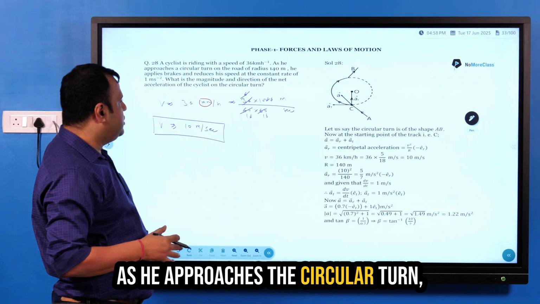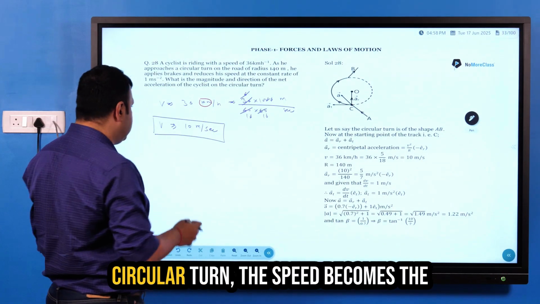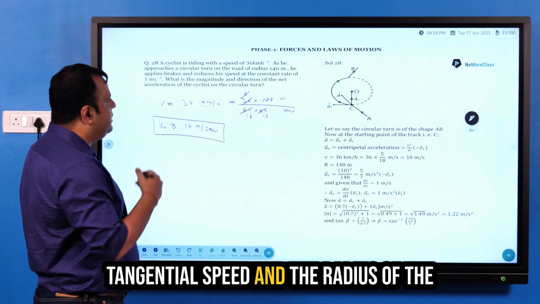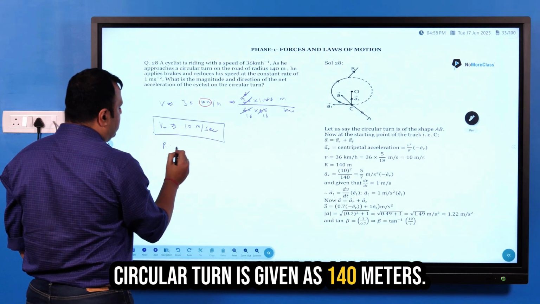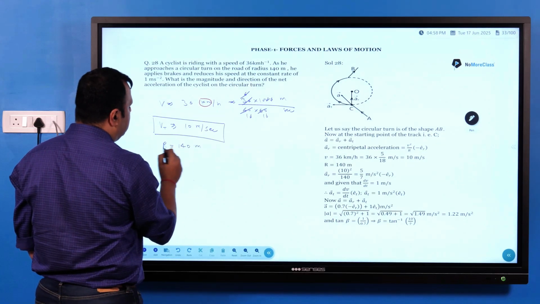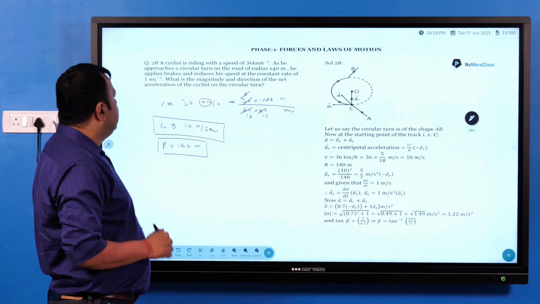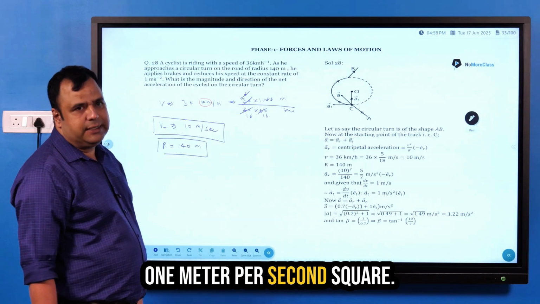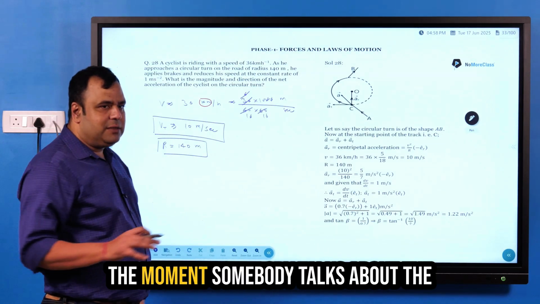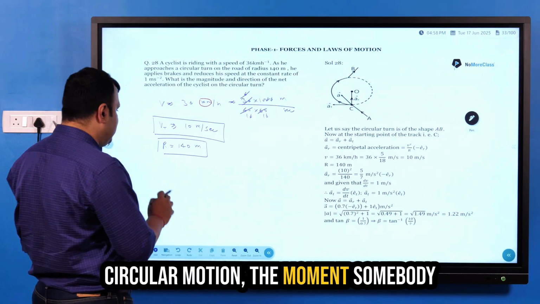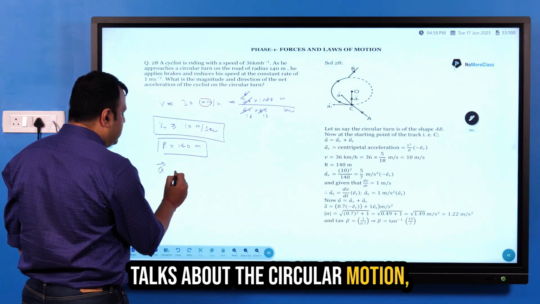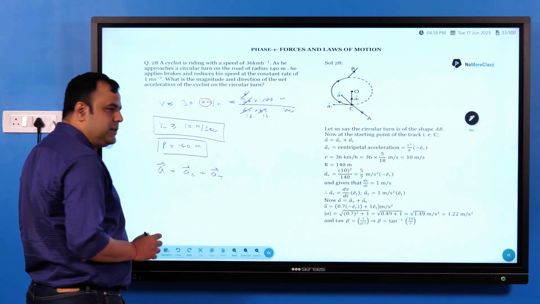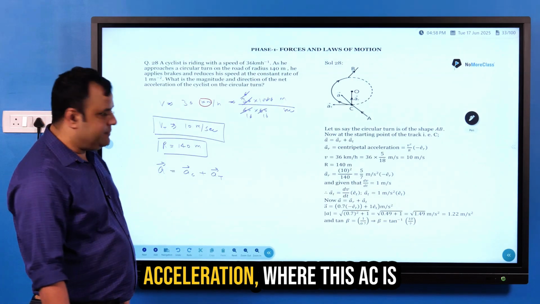As he approaches the circular turn, this speed becomes the tangential speed. And the radius of the circular turn is given as 140 meters. This is the radius. He applies brakes and reduces his speed at a constant rate of 1 meter per second square. Please understand, the moment somebody talks about circular motion, the net acceleration is AC plus AT. This is how we represent the acceleration.